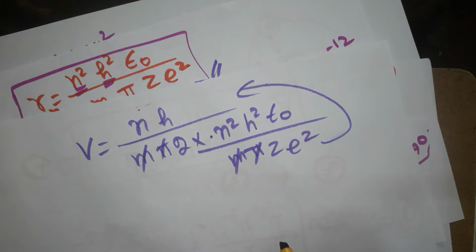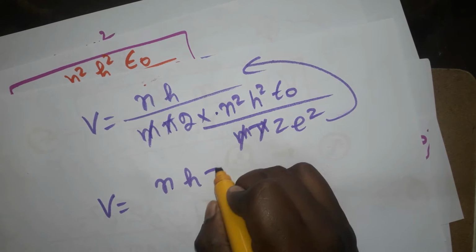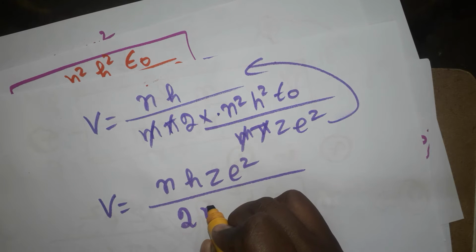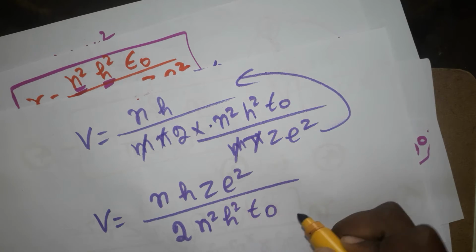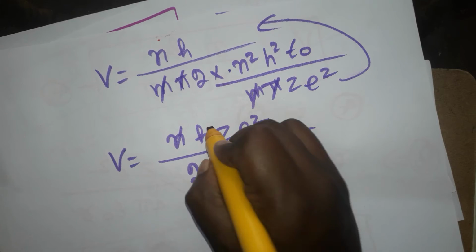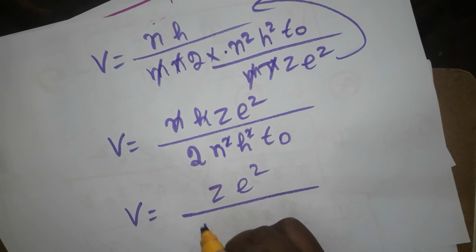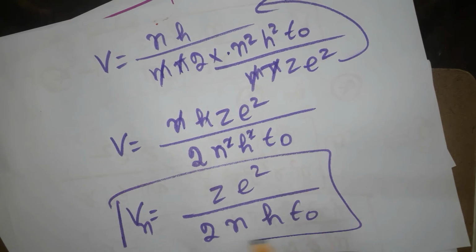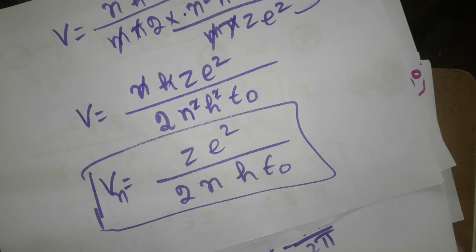The denominator directly comes into the numerator. So V is equal to n times h, z e square divided by, see here, 2 will be there, n square, h square, epsilon naught. Now I am going to cancel with n square, h square. So V is equal to z e square divided by 2 n h epsilon naught. So the velocity of the nth orbit we also found. So I have the velocity of the nth orbit equation.